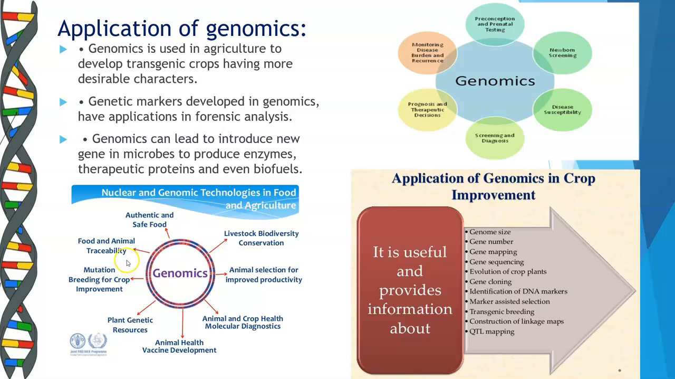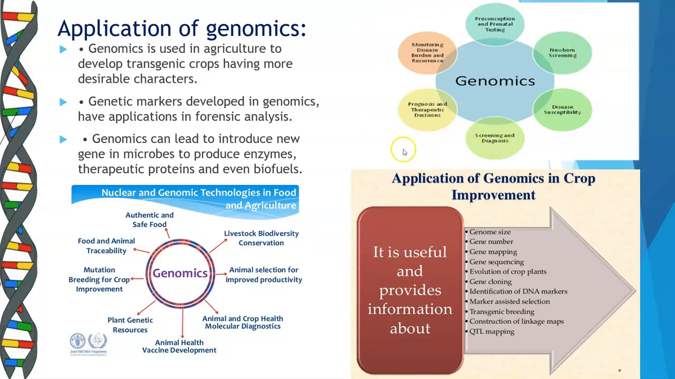So even if you take one such factor and try to go in a little bit more detail, you will see applications of genomics in crop improvement. You will see why it is used and what information does it provide. It provides information about the genome size, gene number, gene mapping, gene sequencing, evolution of crop plants, gene cloning, identification of DNA markers, marker assisted selection, transgenic breeding, constructions of linkage maps, QTL mapping. So the list goes endless even in one particular field. So you have such number of fields where genomics has its use.